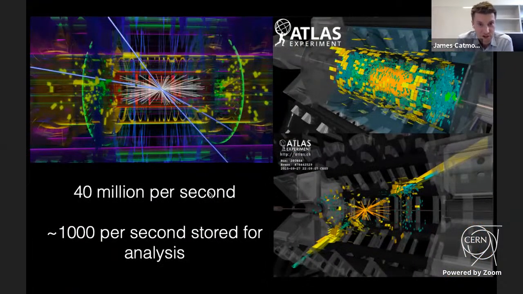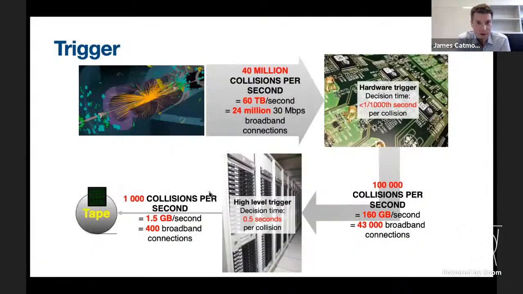So these collisions occur in the center of the detector around 40 million times per second, and we only store around 1,000 of these per second for analysis. The way we do this is by something called a trigger. Now, 40 million collisions per second equals something like 60 terabytes a second. That's the same amount of data that a small country's worth of broadband connections would need to deliver. So of course, it's completely impossible to handle that amount of data.